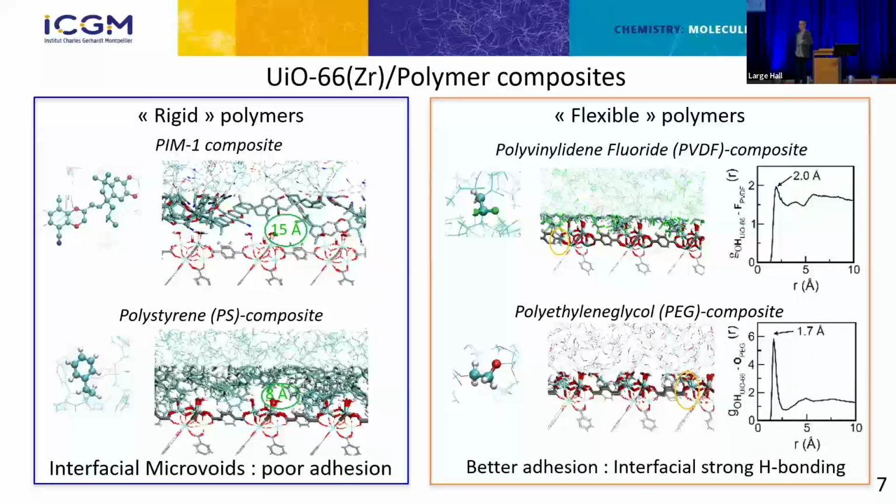When you go with a flexible polymer, you have a very nice coverage of the surface of the UiO-66. Here with PVDF and with PEG, you see clearly that all the surfaces of the MOF are nicely covered by the polymer. And when you look at the radial distribution function that characterizes the interaction between the MOF and the polymer, you see clearly that the coverage is controlled by hydrogen bonds, here about 2 Angstrom and 1.7 Angstrom, between the OH group of the MOF surface and different functions of the polymer.